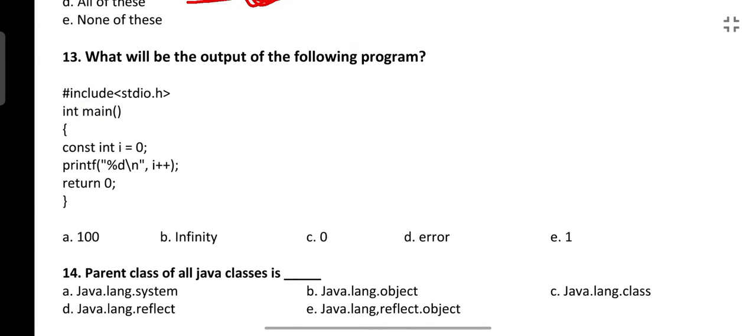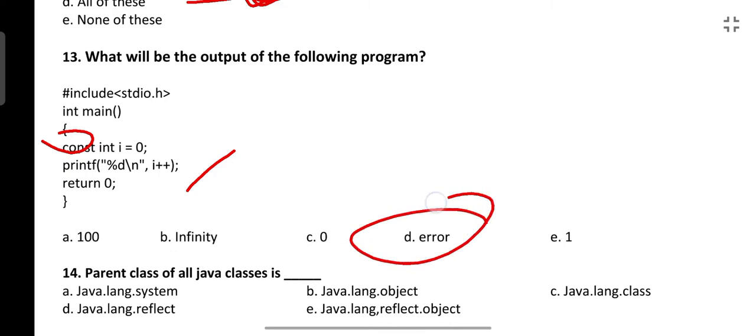Next question is from C. Okay, what will be the output of the following program? See, above we had one question where we saw about const. So here the application of this is coming. So const int i = 0, and now printf("%d\n", i++). So we need to determine the output for this. So it will give an error. Why? Because here we are using const. So we cannot change the value of i, and in this statement we are trying to change the value of i. That's why it will give us an error. So option D is the correct answer here.